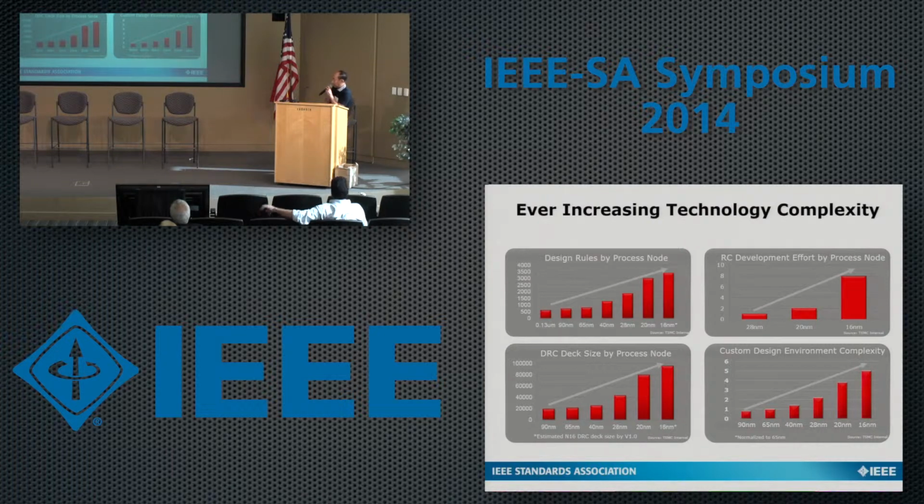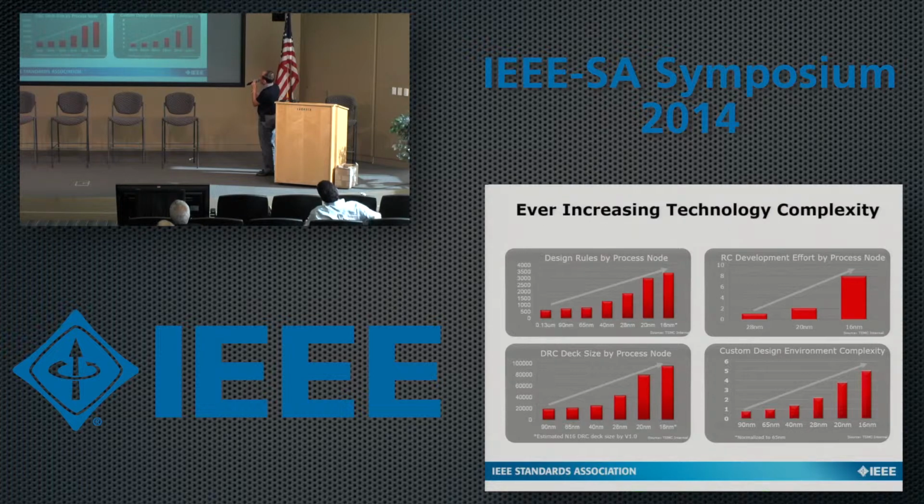This is another angle to look at the complexity of the process. From 0.13 to 16 nanometers, these are design rules. You can see that if you take 28 for now, it's about 2,000, and if you go to 16, we have about 3,500 rules. So that's quite a lot.